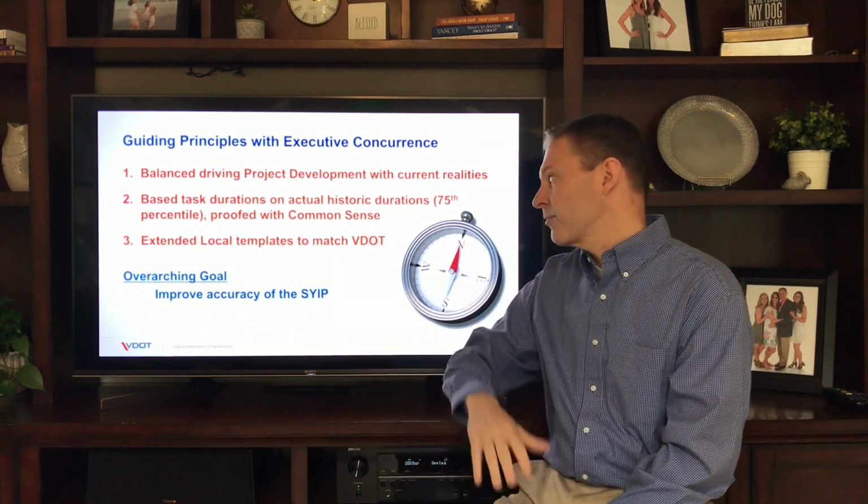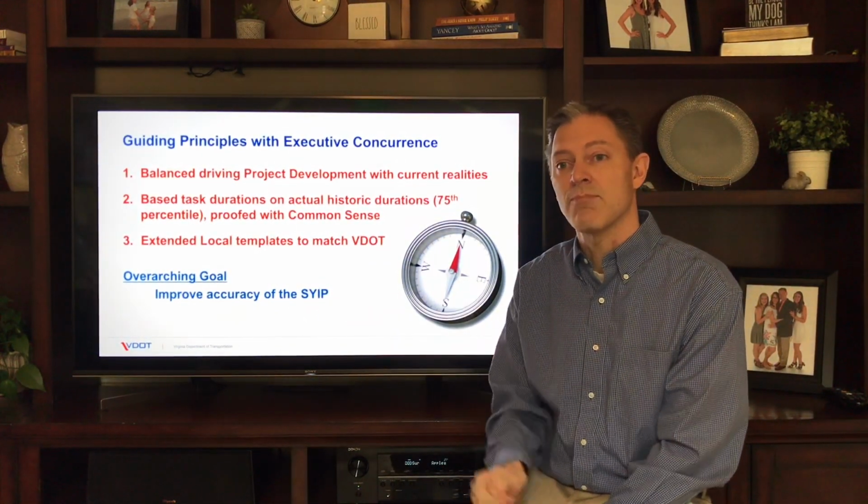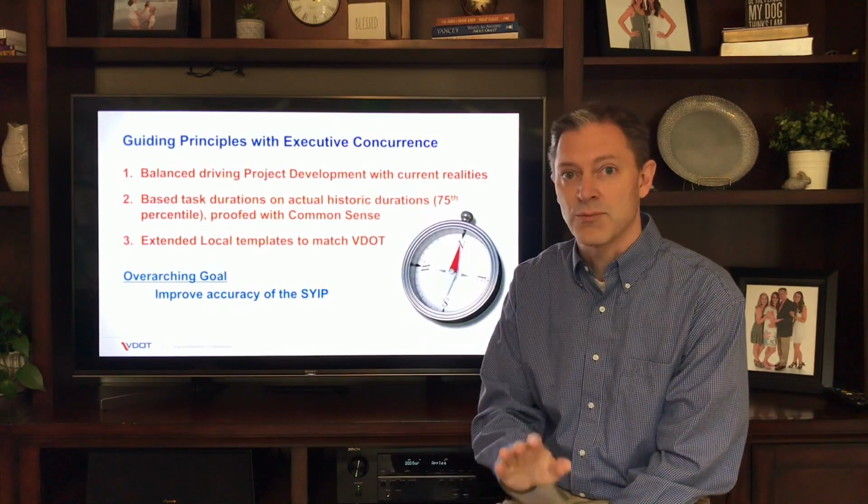And the big overarching goal is to improve the accuracy of our six-year improvement plan. We need to make sure the right money is in the right place at the right time so these projects can move forward.